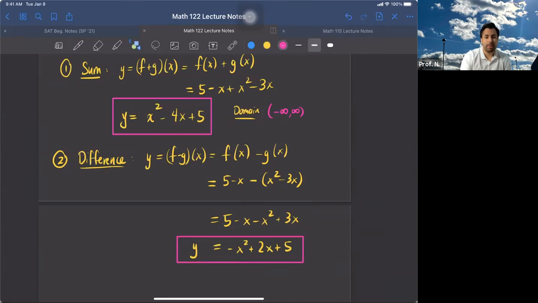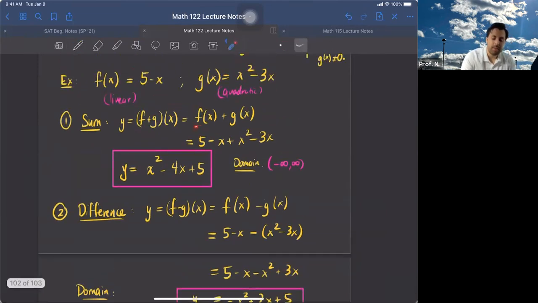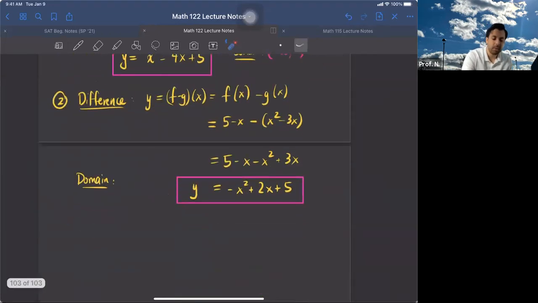It's another quadratic, but you see it's a bit different from the sum. They all have a plus 5, but then my x squared here has opposite signs, and I have negative 4. This is a positive 2. What's my domain? Well, again, I compare the f and the g. We talked about it. There's linear, quadratic. Both of those functions have all real numbers for the domain. So the domain here would also be all real numbers. Done.